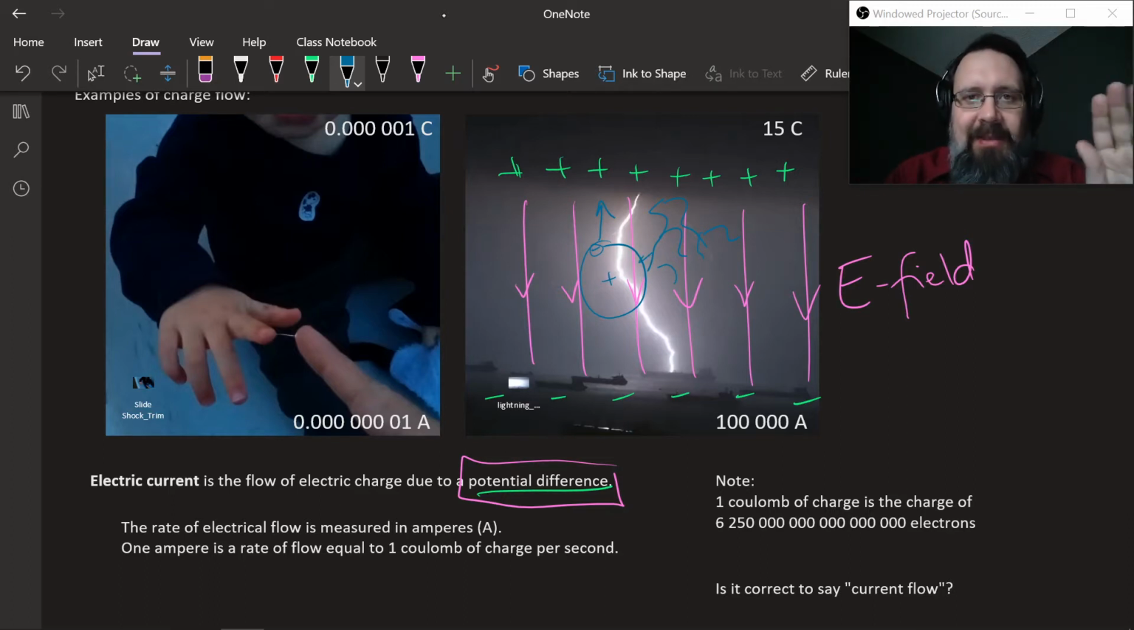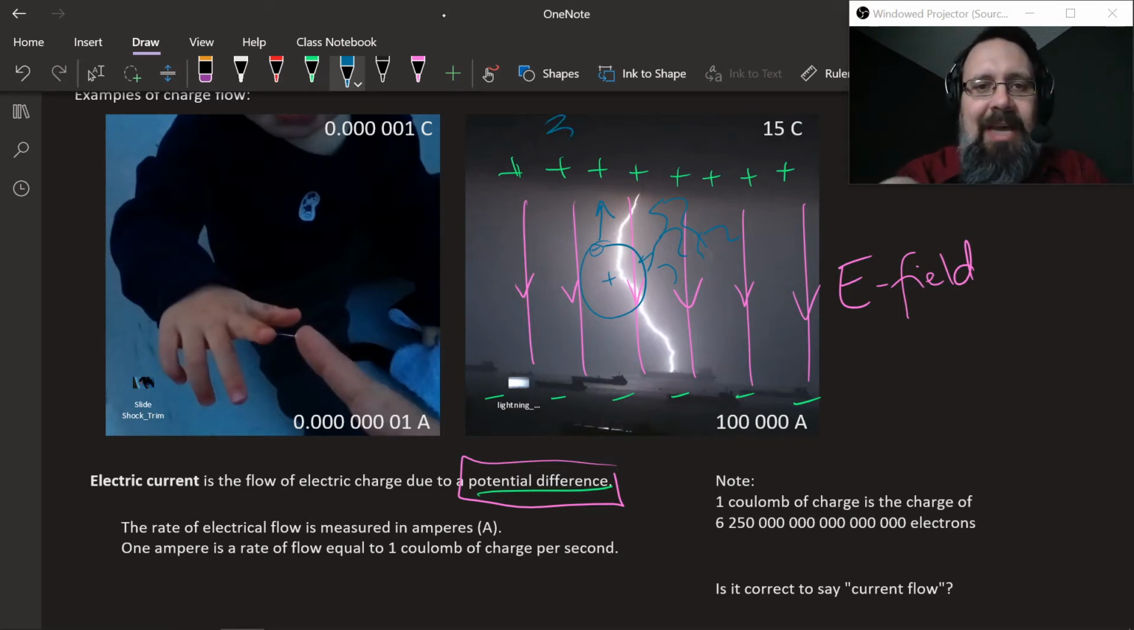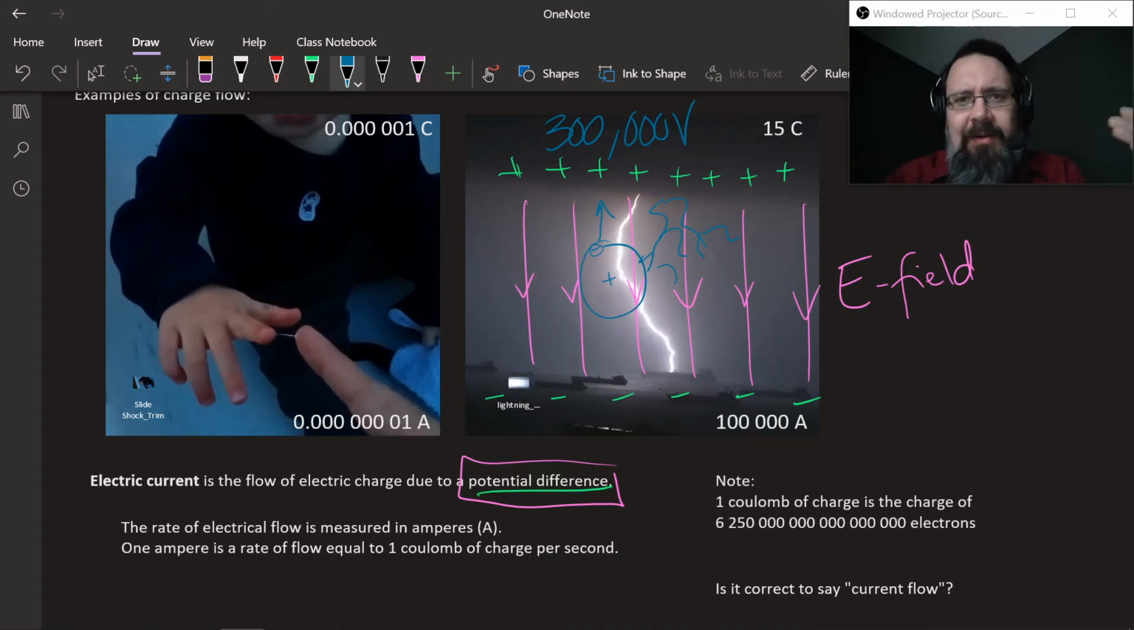If you remember back to the waves chapter, we said that light, electromagnetic radiation, is created by oscillating charges or by accelerating charges. This really strong potential difference, about 300,000 volts between the cloud and the ground, is so large that it's able to rip these electrons off the atoms and ionize the air.